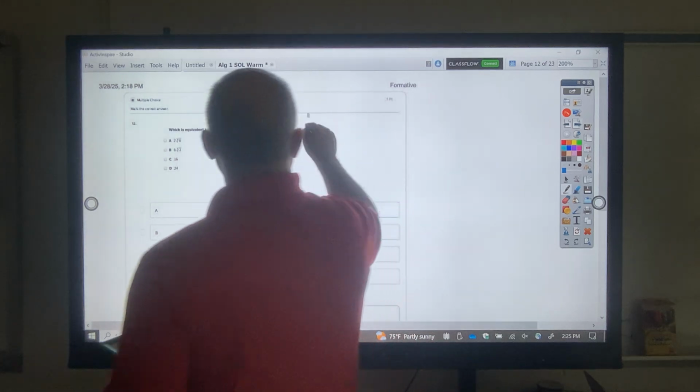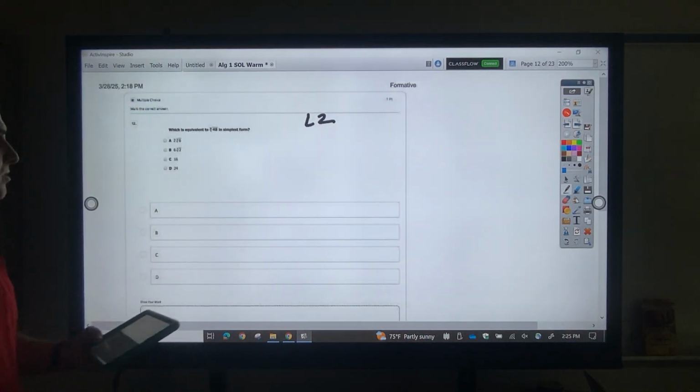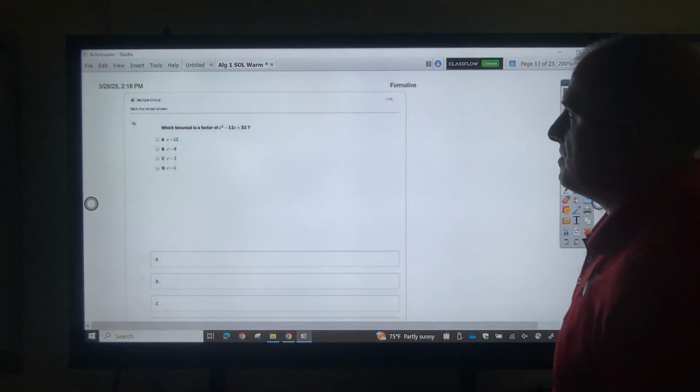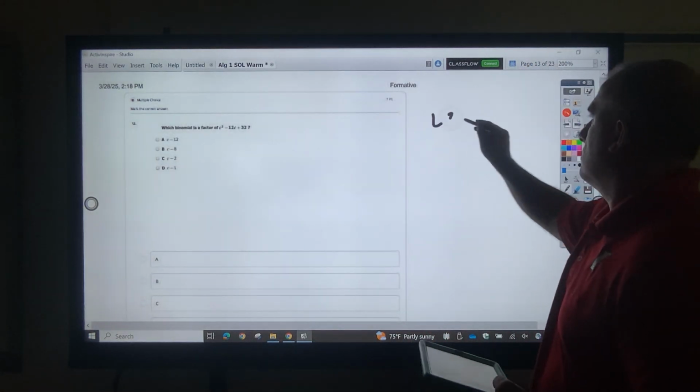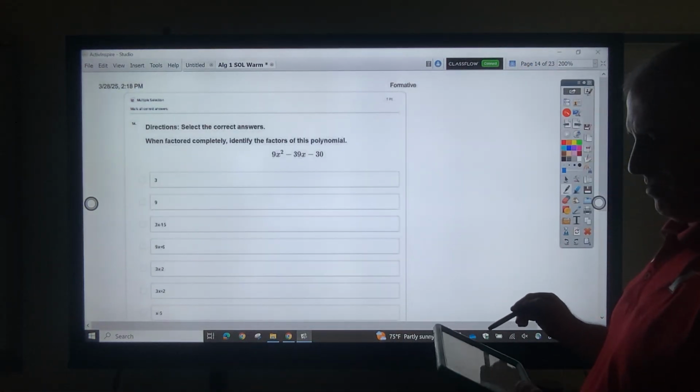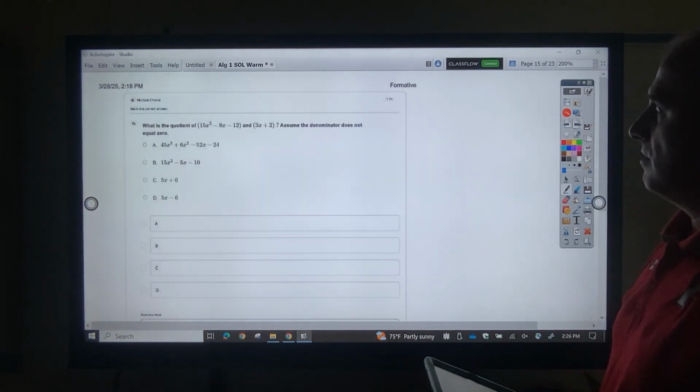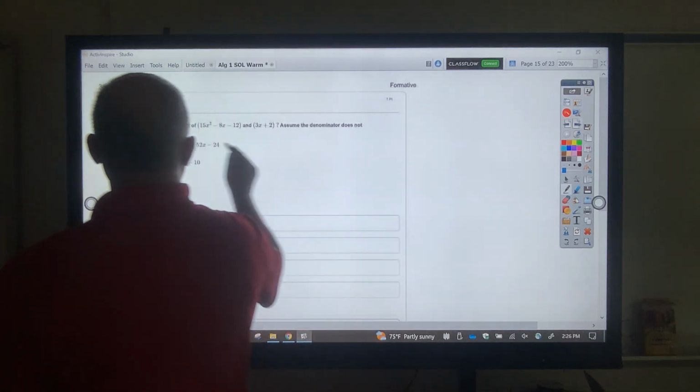Now, this is a level 2 question. That's our first level 2. Those cube roots. 13's a level 2. 14's a level 2. Okay? This one's an equivalent.